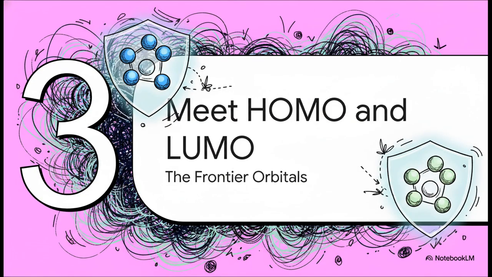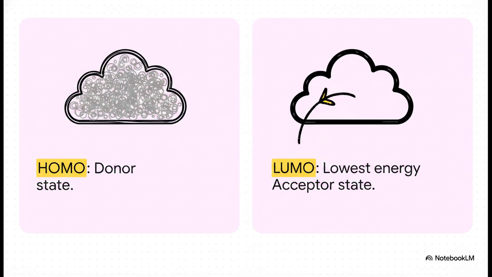All right, section 3, meet HOMO and LUMO. You can think of these two as the active border guards of the molecule. Sitting right at the absolute edge of where electrons live, they're collectively known as the frontier orbitals. First, you have the HOMO, the highest occupied molecular orbital. This is the absolute highest energy level that actually has bound electrons sitting in it, and it acts as an electron donor. Then, right next door, you have the LUMO, the lowest unoccupied molecular orbital. It's the very next energy step up, totally empty and perfectly ready to accept an electron. And here's why this matters. Virtually all the chemical reactions and electron transfers happen right at this specific frontier.